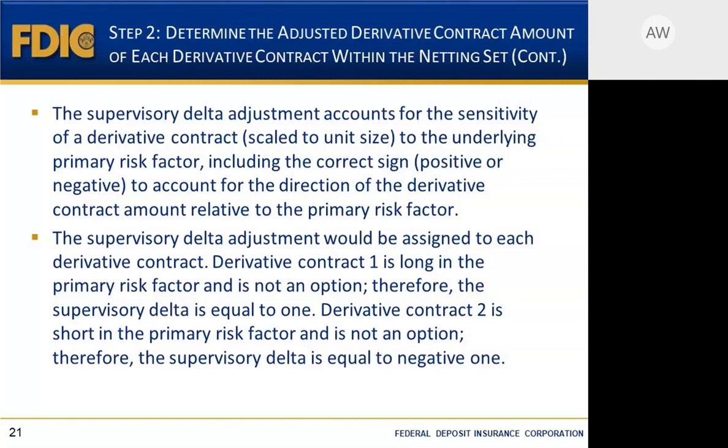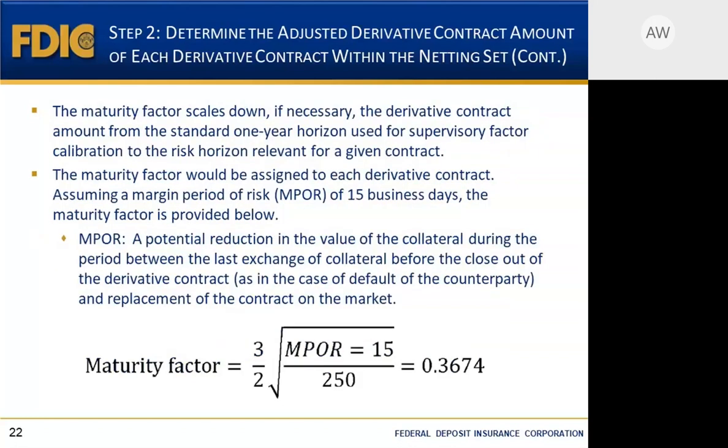Derivative contract 2 is short in the primary risk factor and is not an option, therefore the supervisory delta is equal to negative 1. So let's remember that we're going to need this information: our supervisory delta for swap 1 is 1 and for swap 2 is minus 1. We keep going with PFE calculations, and now we need to determine the maturity factor. Assuming a margin period of risk of 15 days, we plug 15 days into the formula and obtain the maturity factor of 0.3674.